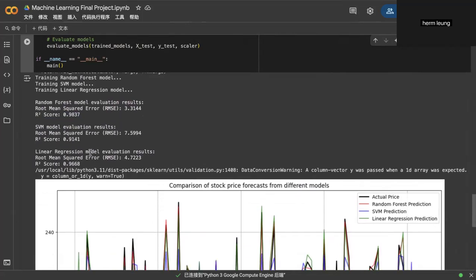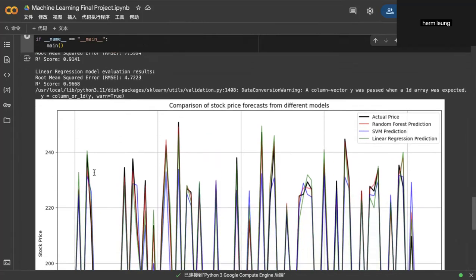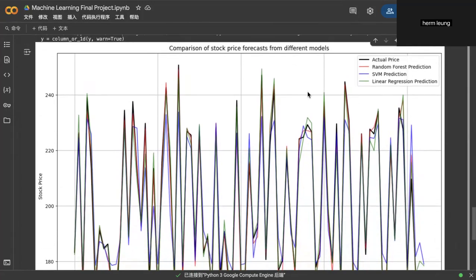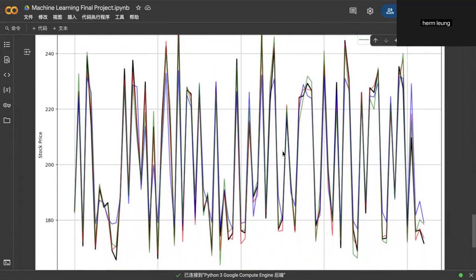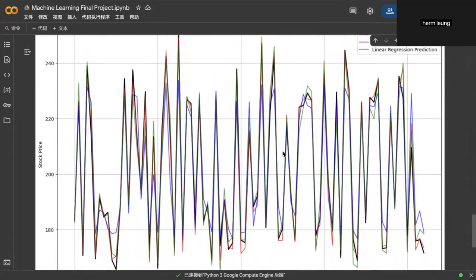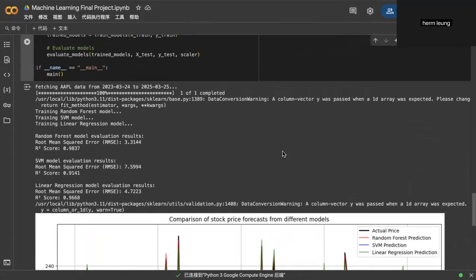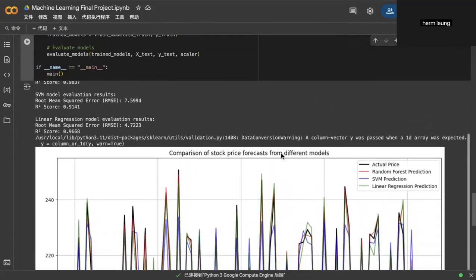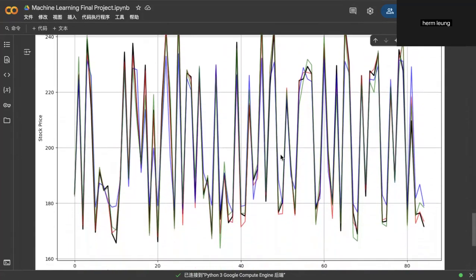This chart shows how each method did compared to the real prices. You can see the black one is the actual prices. From this graph and from the result, we can see more complex methods, especially random forests, work better than simple ones. And recent prices and trading volumes are the most important factors.